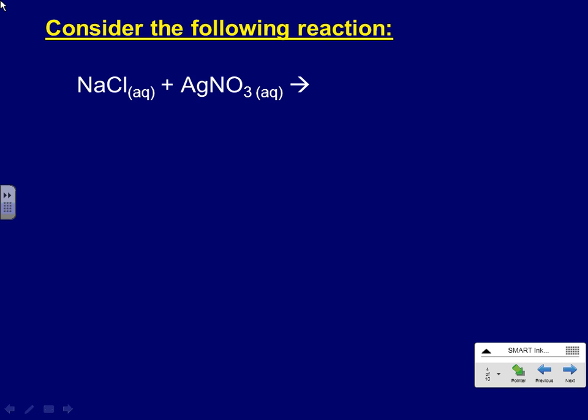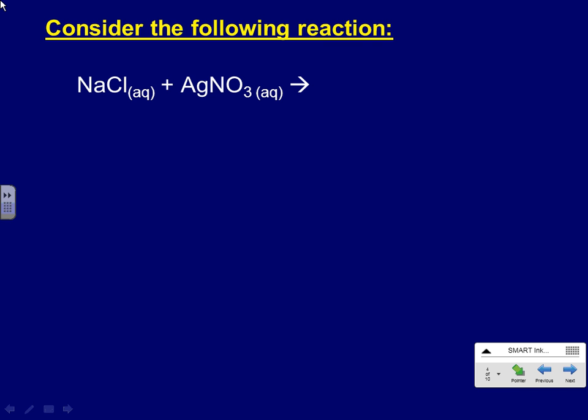So I present this to you as simply a double displacement reaction. We have sodium chloride in one solution. We have silver nitrate in another solution. We bring them together, and we wonder whether we're going to get a precipitate or not.